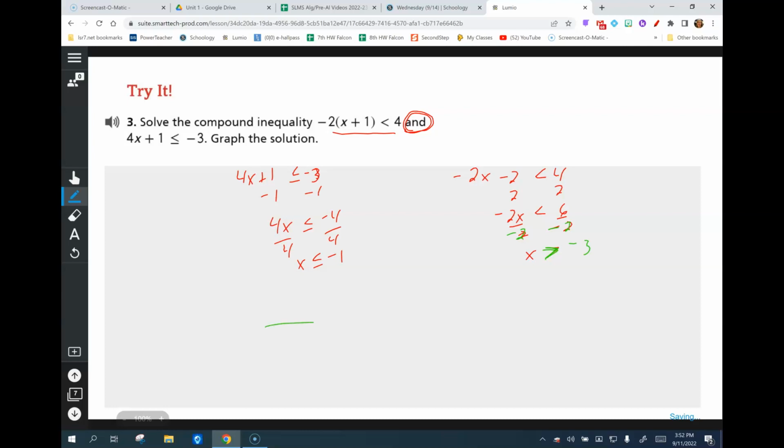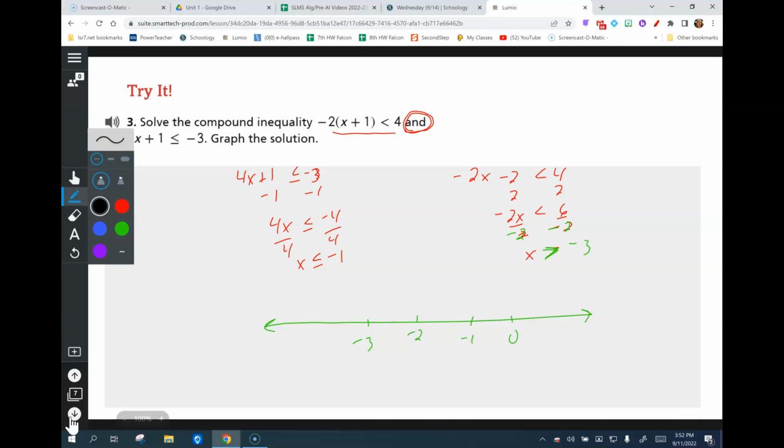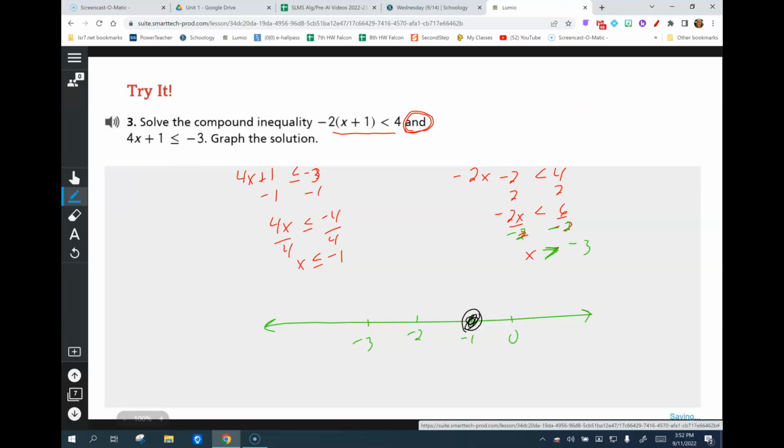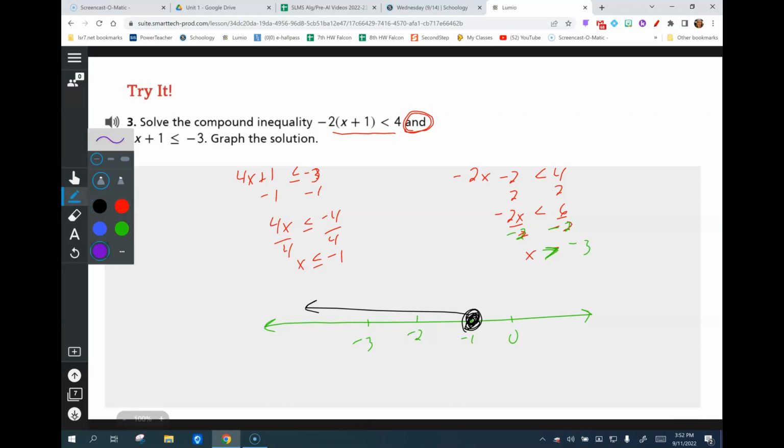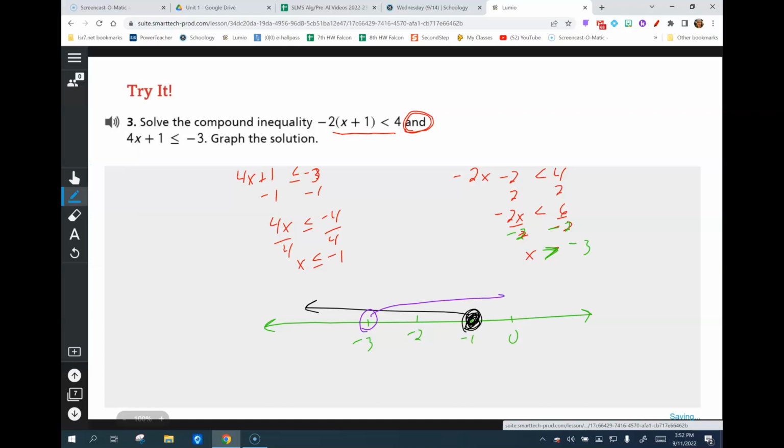And now we're going to graph both of these on the same number line. So I have a -1, I have a -3, and I usually put 0 on there also. Heck, -2 is in between, so I'll just put that in. Okay, so let's graph each of these. I have x is less than or equal to -1. X is less than or equal to, so colored in circle. Okay, and then I have x is greater than -3, so open circle going this direction.